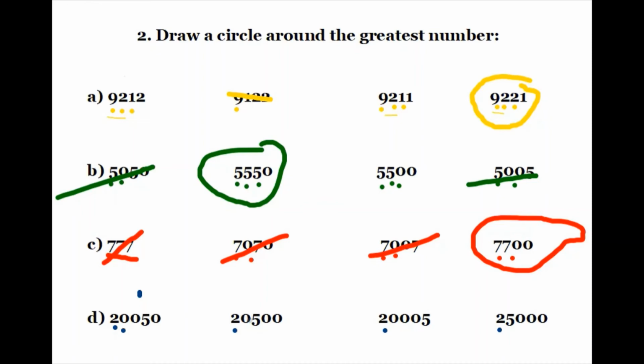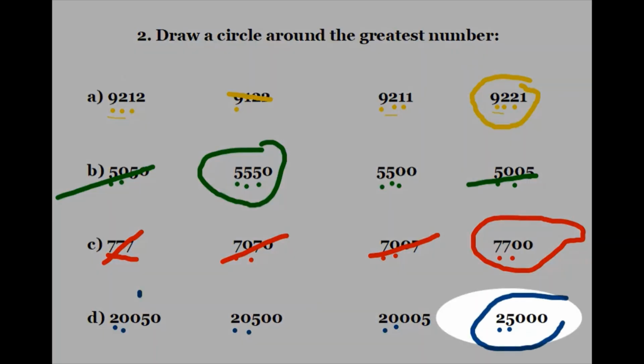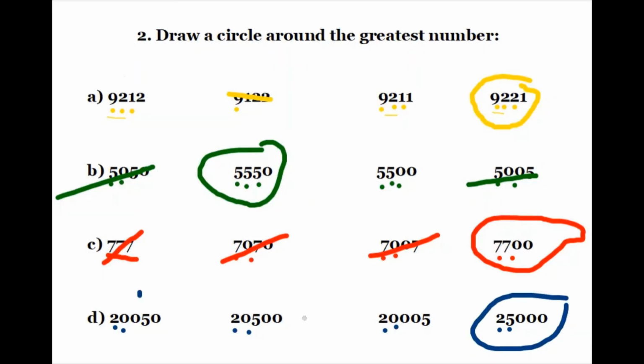0, 0, okay, 0. And this one is a 5. We can automatically see that this one is bigger than or greater than the other 3, because 5 is greater than 0, is greater than this 0, and is greater than that 0. So yes, this is how you do it.